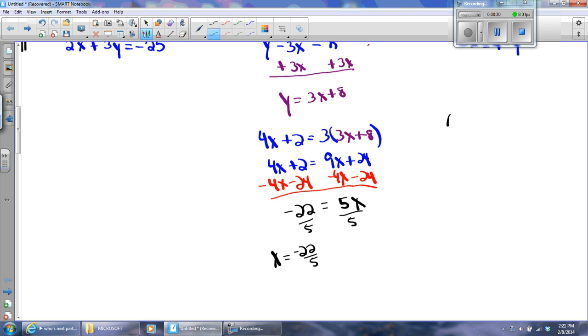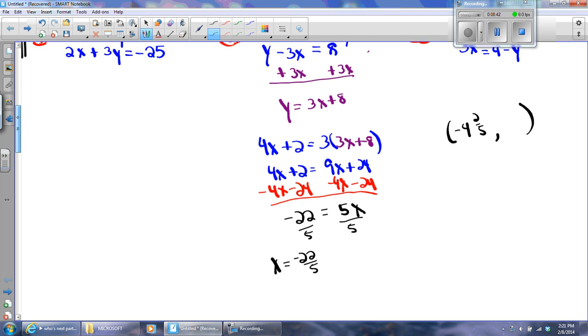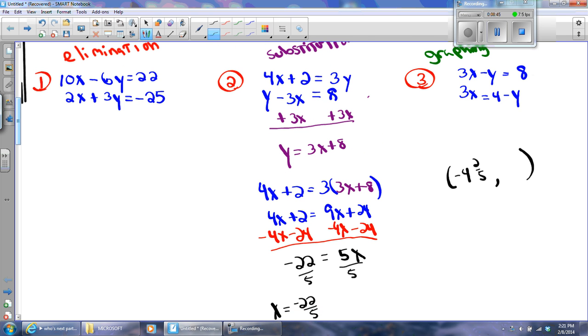Now when I report my answer, I'm going to use negative 4 and 2 fifths. I don't know what y is yet, but when I do my calculations, I'll probably go back and forth between mixed number and improper fraction. I'm going to start with the improper fraction. To get y, I think this would be the best equation to use. So I'm going to write y equals 3 over 1 times negative 22 over 5, and then I have to add 8. So y is going to equal negative 66 over 5 plus 8.